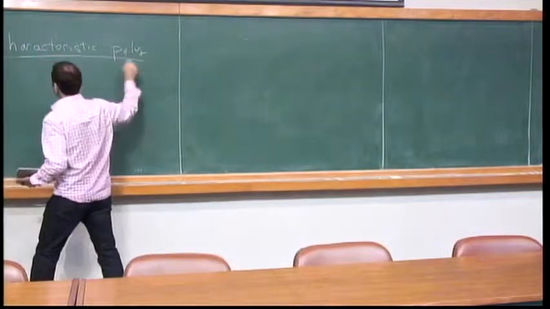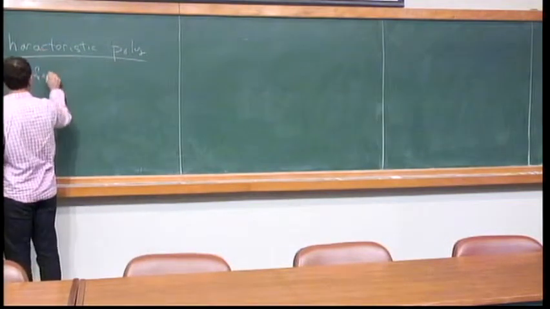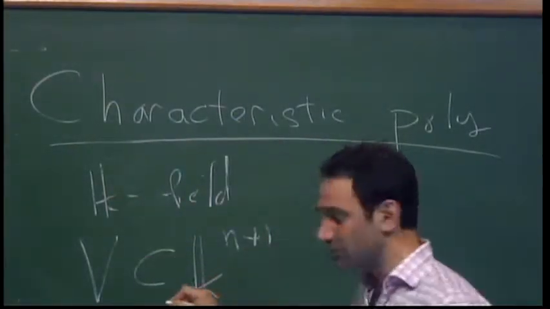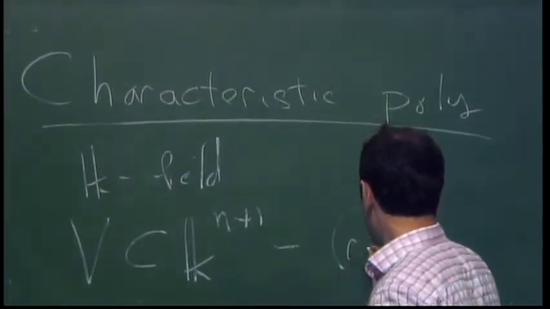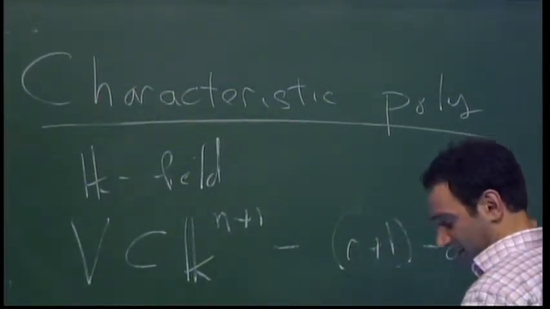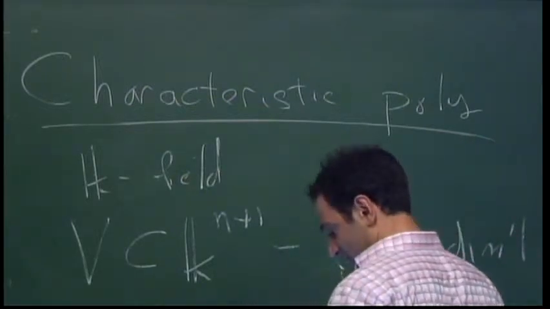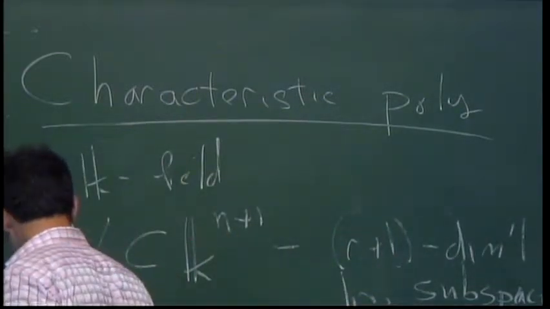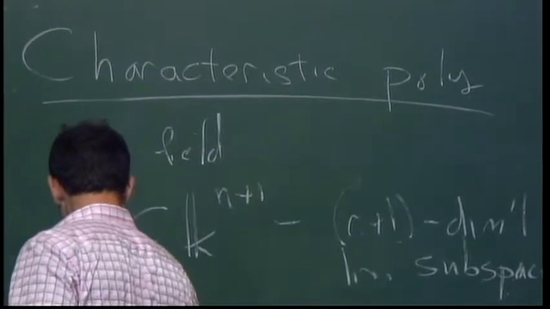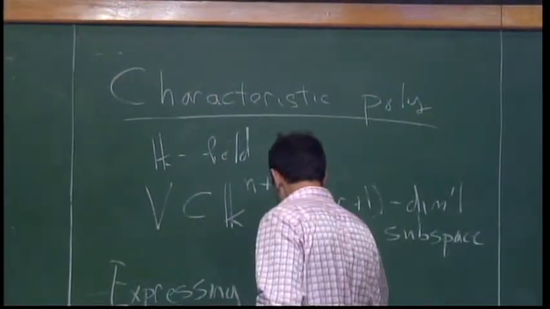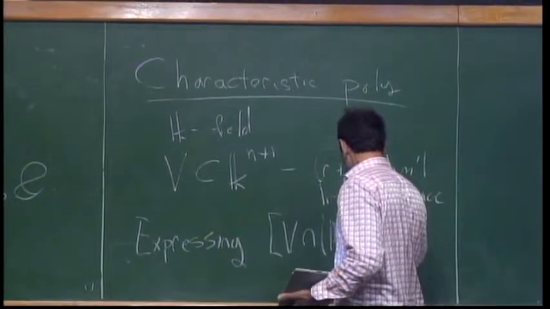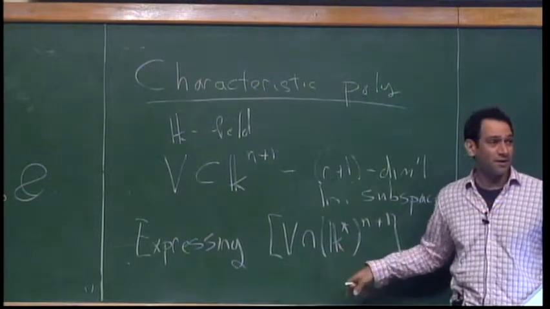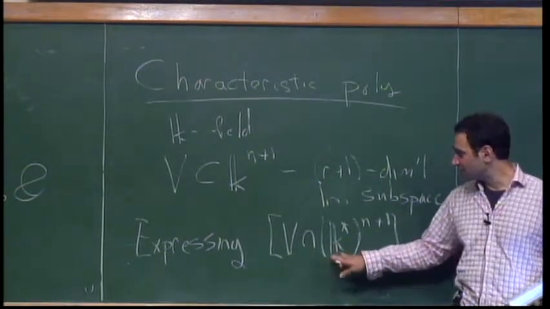So I'm going to let K be some field. I'm going to let V inside an n+1 dimensional vector space. I'm going to let V be an r+1 dimensional linear subspace. And what I'm interested in doing is expressing V intersect K star to the n+1 in terms of coordinate subspaces. Here, K star to the n+1 is the algebraic torus inside of K^(n+1).